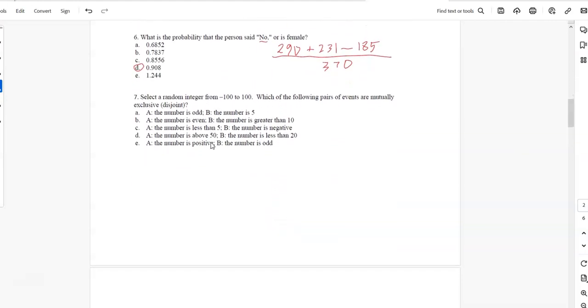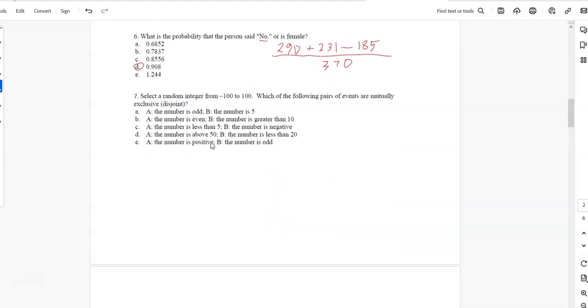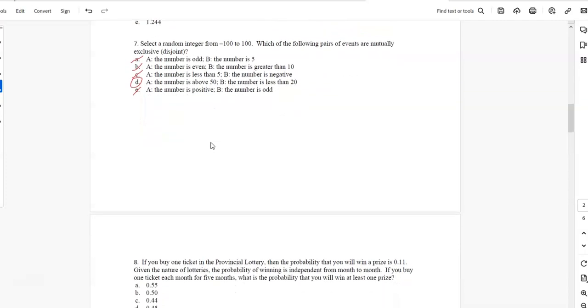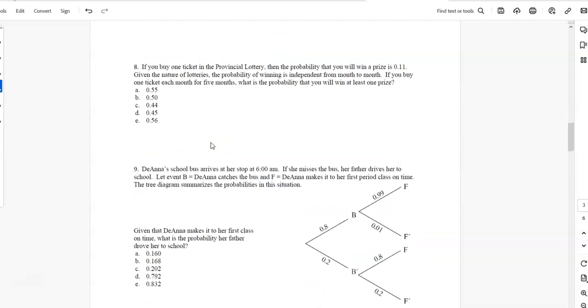Select a random integer from -100 to 100. Which of the following pairs are mutually exclusive? So mutually exclusive events cannot happen at the same time. I think you can be odd and a number that is 5. Those can be the same. Numbers even, greater than 10, like 12 is both. Less than 5, numbers negative. Yeah, that definitely can happen. Number is positive, number is odd. So the only one that can't happen: a number can't be above 50 and below 20 and be the same number. That's impossible, which means it's mutually exclusive.